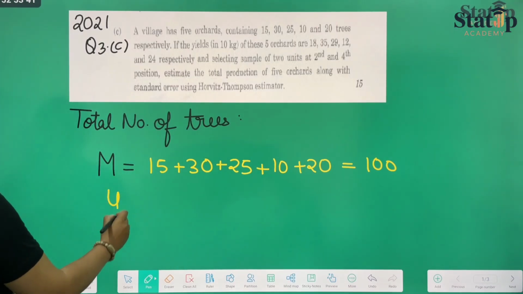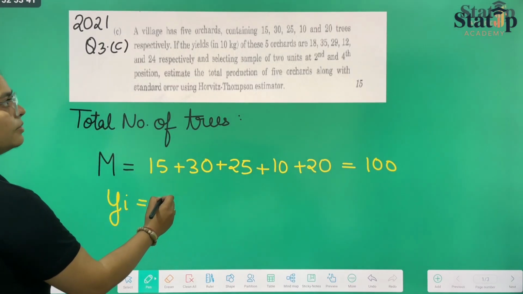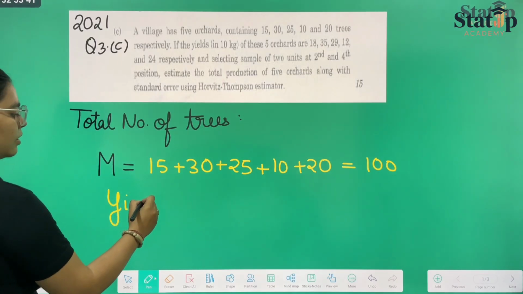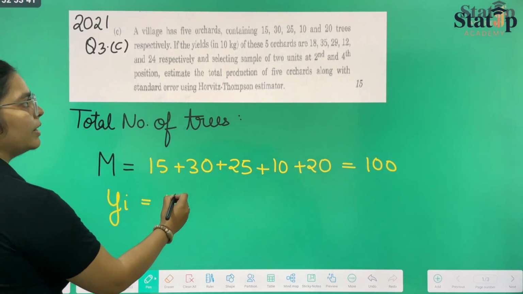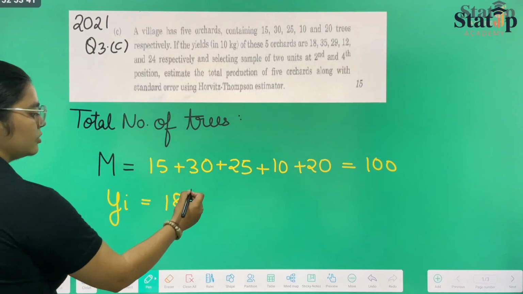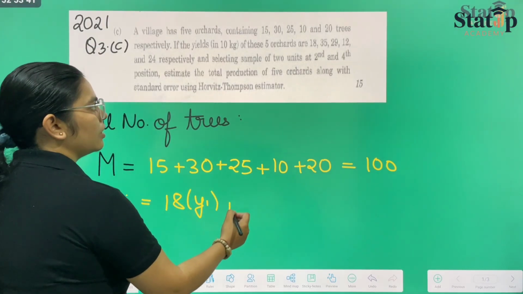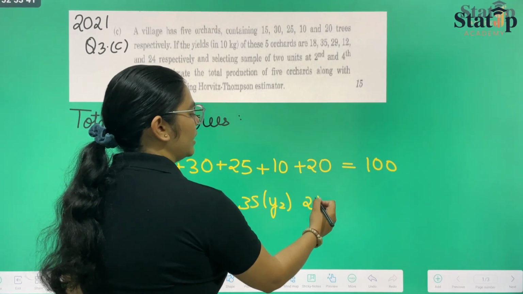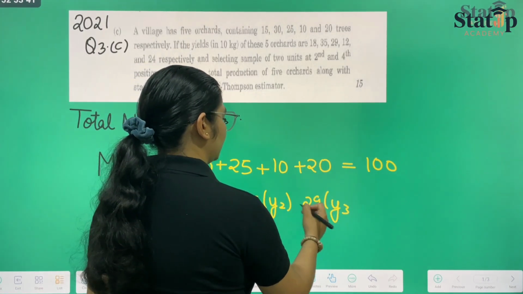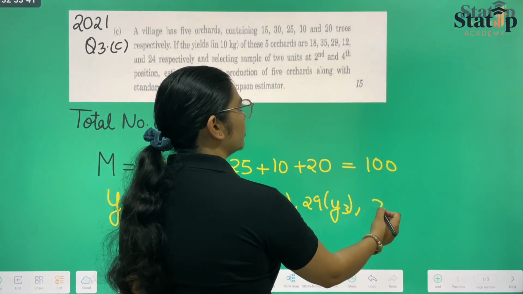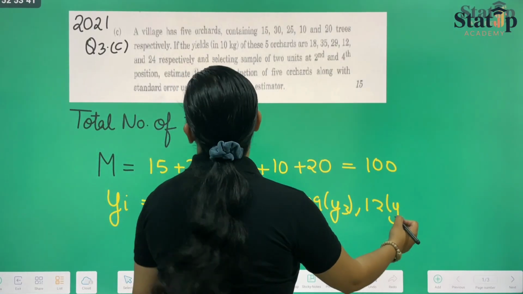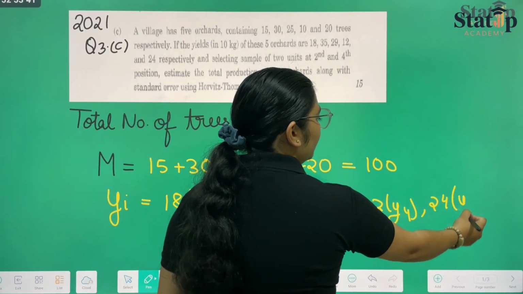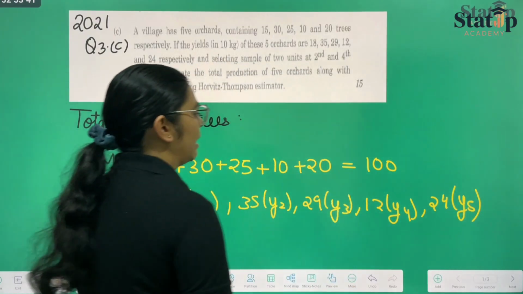Yields means Yi. So for Yi, they have given 18 for Y1, 35 for Y2, 29 for Y3, 12 for Y4 and 24 for Y5. So yields have been given.